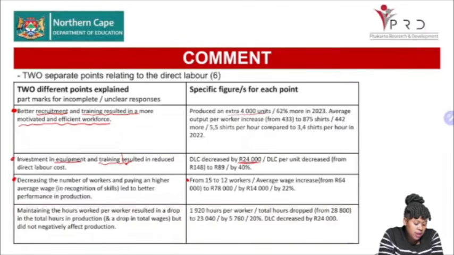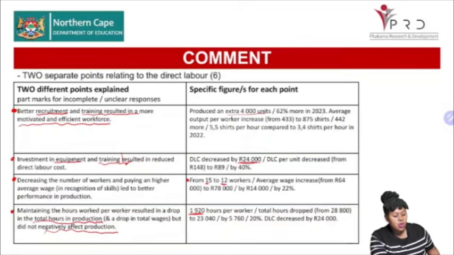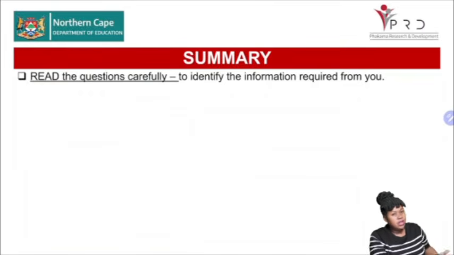So instead of having 15 workers, he decided to have 12. But these 12 workers are way more skilled than the previous workers, which helped the business a lot in order to obtain the profit that it did. Then next, maintaining the hours worked per worker resulted in a drop in total hours in production, right? A drop in total wages, but it did not negatively affect the production. As you can see, the hours remained the same per worker. However, they produced more than we had actually anticipated. So these decisions led to a positive outcome.